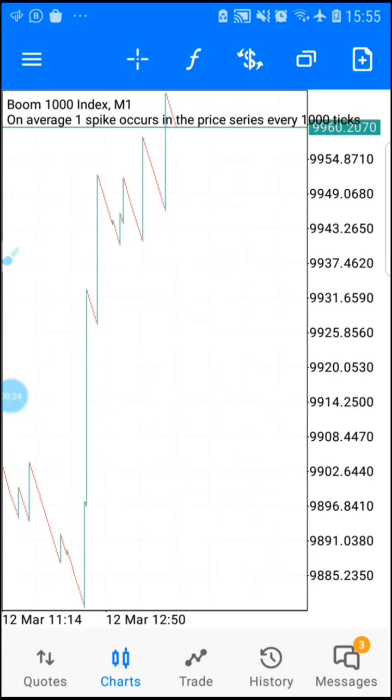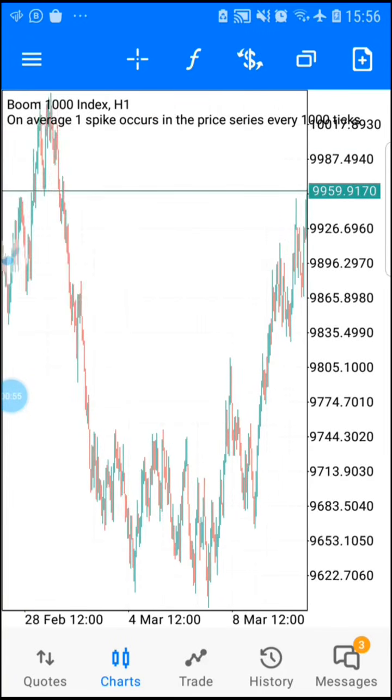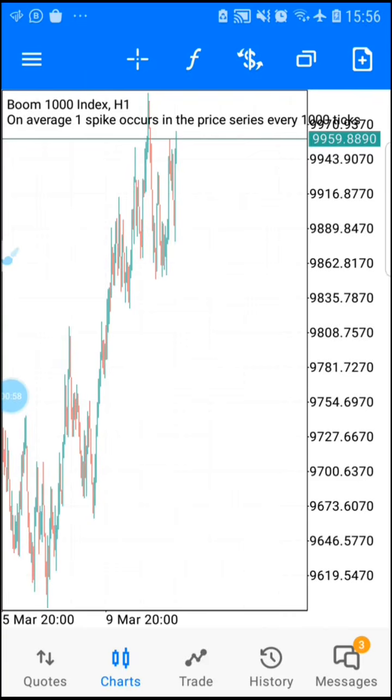So how do we go about using this strategy? The first thing we want to do is go to a higher time frame. And the higher time frame we're going to be using for this strategy is our H1 time frame. Then what are we looking for here? We're looking for a trend. So for our boom pairs, we're going to be looking for an uptrend. For the crash pairs, we're going to be looking for a downtrend. If this market is in a downtrend, we do not trade this strategy. If it's an uptrend, we trade this strategy. So right now we can see that this boom pair is in an uptrend.